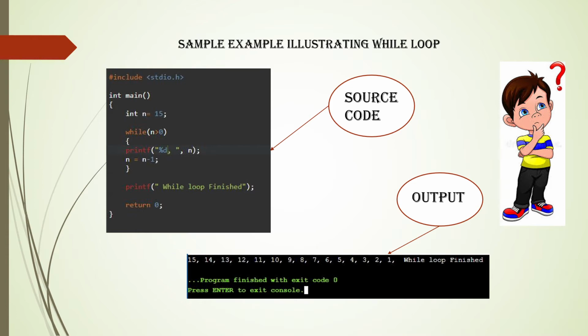See, the while loop will keep executing until the condition fails. Now, when the value of n becomes 0, it will come out of the loop and will execute the statement that is written outside the loop. See, the output we have got is 15, 14, 13, 12, 11, 10, 9, 8, 7, 6, 5, 4, 3, 2, 1, and while loop finished. As the value of n becomes 0, the condition fails, so it has come out of the loop.